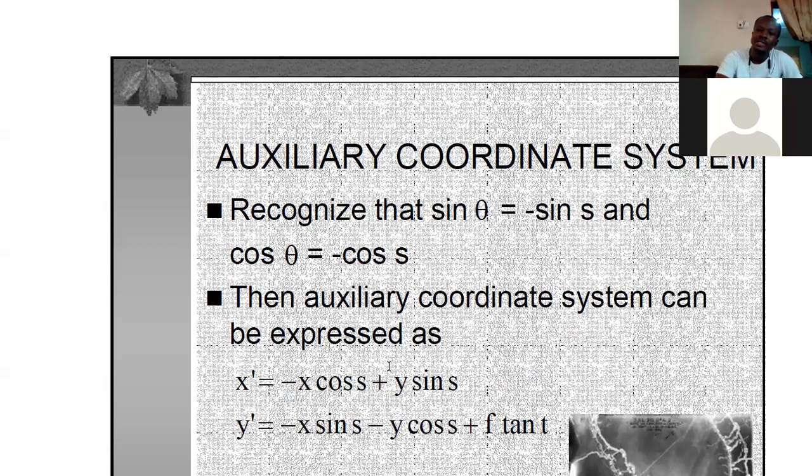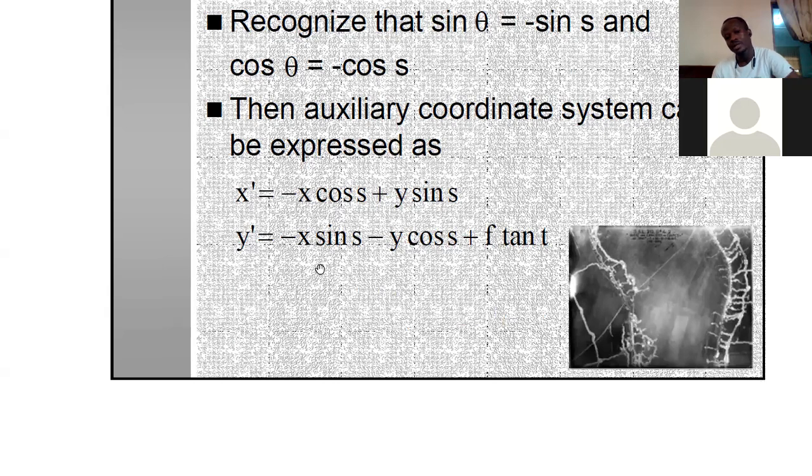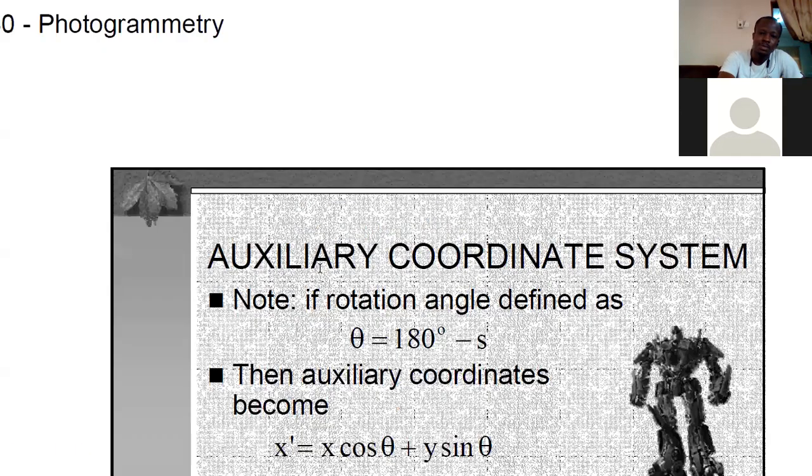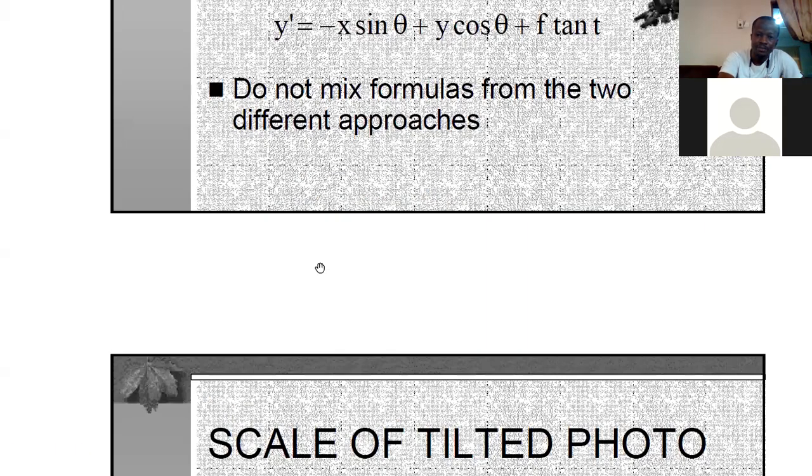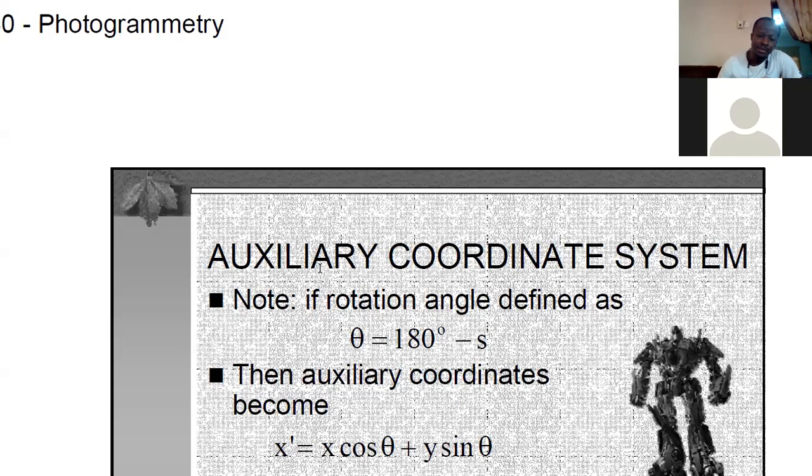In trigonometry, sine theta is minus sine s if theta is equal to s minus 180, like as we saw, or 180 minus s, because s is more than 180 in that case. Cosine theta is minus cos s. We need to know these kinds of relationships. I mean, it's mathematics we are dealing with here. So this is kind of a proof. So we can have a relationship between the different coordinate systems by the auxiliary coordinate system, and we don't mix them up. Are you okay?